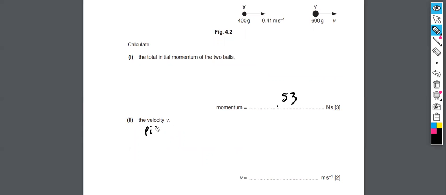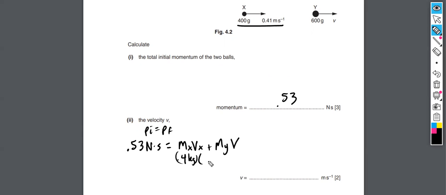If we say the initial momentum has to equal the final momentum, and I've already calculated the initial momentum to be this many Newton seconds, the final momentum is just mass x times final velocity x, which is given here, plus mass y times v, what they're just calling v. You can say v, y, but I'll just be consistent with this. Then we can substitute in 0.4 kilograms times 0.41 meters per second, plus 0.6 kilograms times v, equal to 0.53.